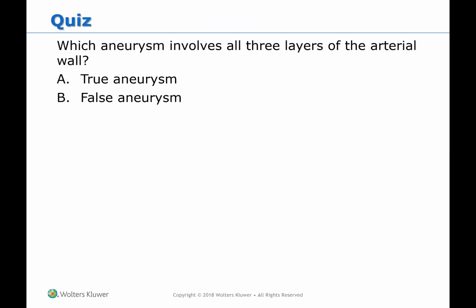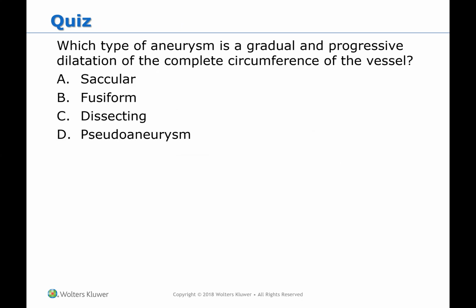I feel like, oh, this is a good quiz. Which aneurysm involves all three layers of the arterial wall? If you answered A, you are correct. Which type of aneurysm is a gradual progressive dilatation of the complete circumference of the vessel? Fusiform is correct. But you need to know all these, so I would look those up and quiz yourself on those.